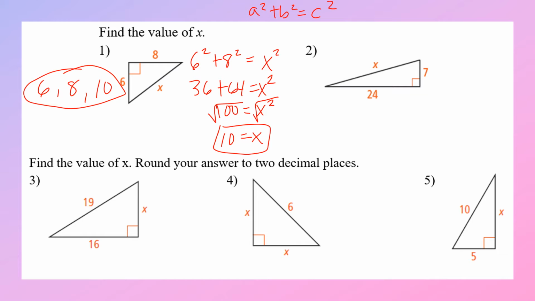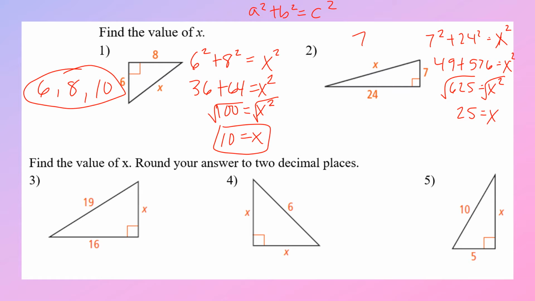For number 2, again, we're going to set it up the same way. 7 squared plus 24 squared equals x squared, or c squared, however you want to write it. 7 squared is 49. 24 squared is 576. And if I add 49 and 576 together, I get 625. And then I can take the square root of both sides, and I would get 25 equals x. So again, this is an example of a Pythagorean triple. If you have the legs as 7 and 24, your hypotenuse is always going to be 25.